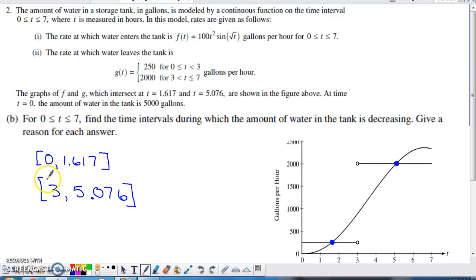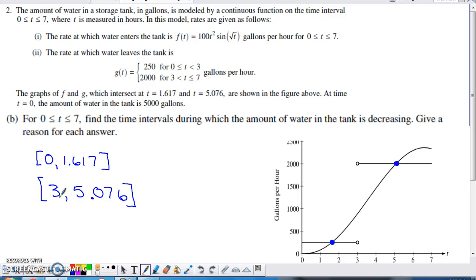So it might be tempting to say, well, I'm going to have to put a parenthesis right here and have that as a half open, half closed interval. But think about it this way. There will be a certain amount of water in the tank at t equals 3, and that amount of water in the tank at t equals 3 is going to be slightly less than the amount of water in the tank at 3.001 hours.